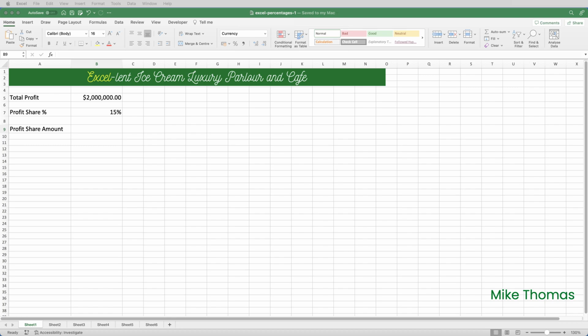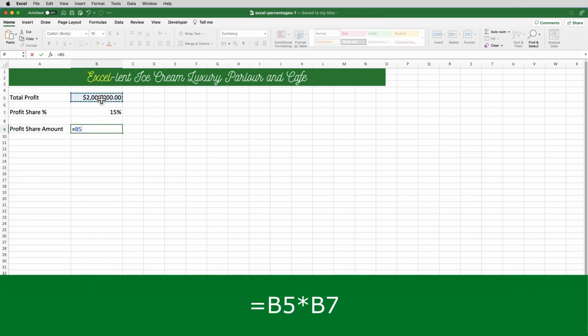So I need to calculate 15% of 2 million, and you can see both numbers are in cells B5 and B7. So I'll go to B9, which is where I want to put the answer, and enter a formula which will be B5 multiplied by B7, because that's how you work out a percentage of a number. You take the number and you multiply it by the percentage. Press enter, and there is our answer.